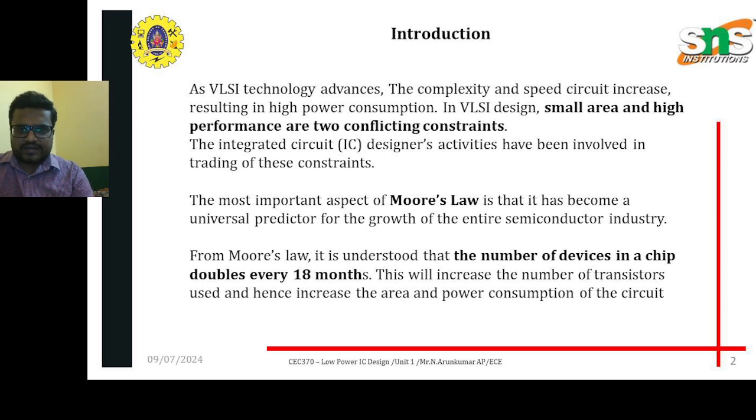In order to make the IC in a proper format, we need to constrain the above two factors. From Moore's law, we understand that the number of devices in a chip doubles every 18 months, because nowadays we are using smartphones as well as smart TVs. So it comes under VLSI, very large scale integration, because all the ICs are in a single package based on compact sizes, so we focus on the power factor as well as the size of the concerned ICs.